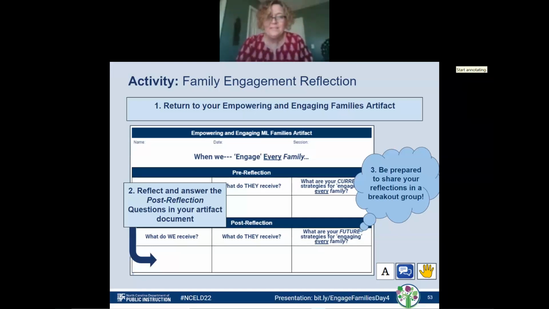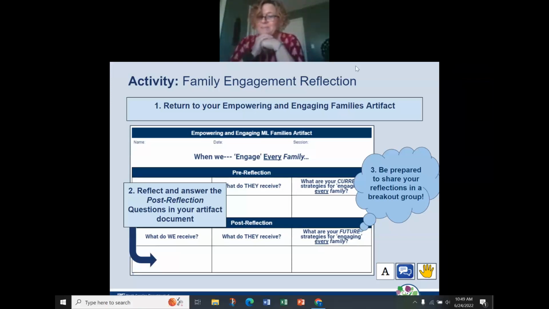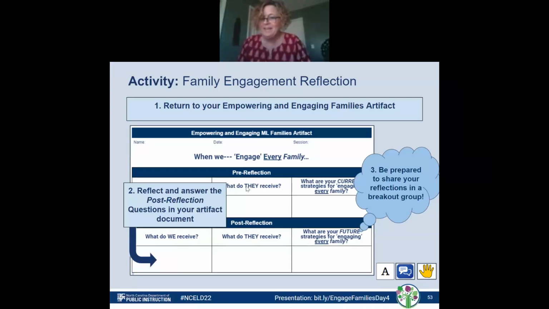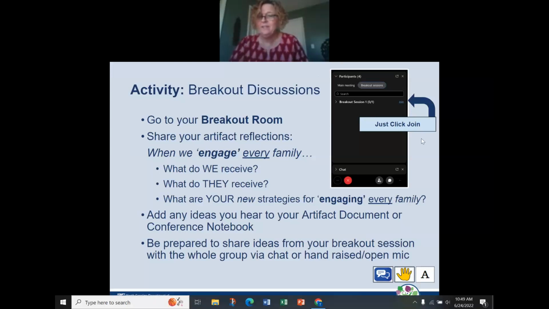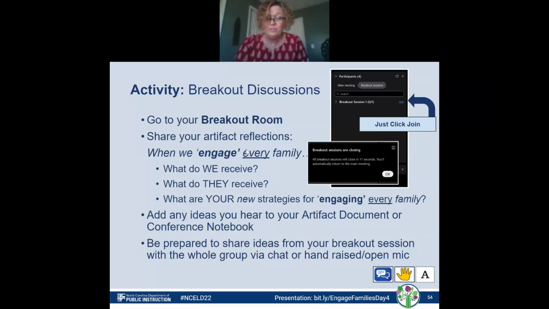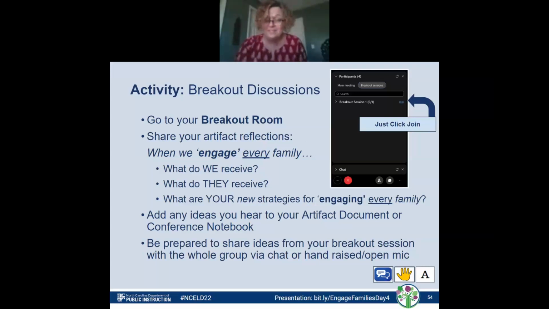Okay, so Tim, if you'll take us to our breakout discussions page, we're going to guide everyone as to how to get into their breakout session so that you can discuss your reflection with each other. You are going to see an image for the breakout room appear on your screen, and you'll just click join when you see that. Once you're in your room, begin sharing your reflections. What do we receive? What do they receive? And what are your future strategies for engaging every family?